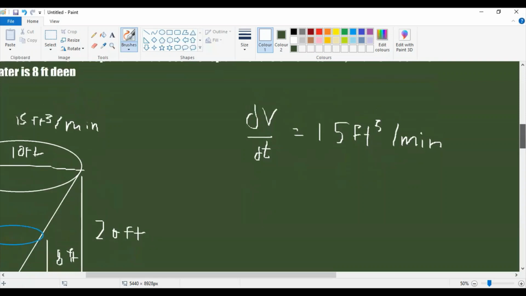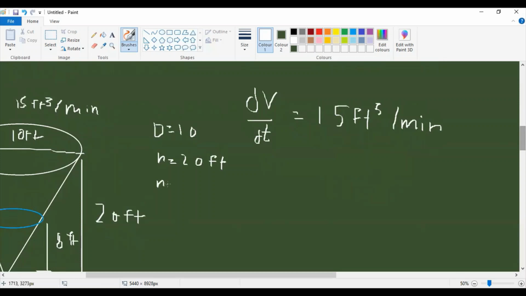We have the diameter, which is 10, and the height, 20 feet. And also, we have the height of the water. That is how I label it. As long as we solve the problem correctly, that will be necessary. So we have 8 feet. Let this be h, the height of the water.